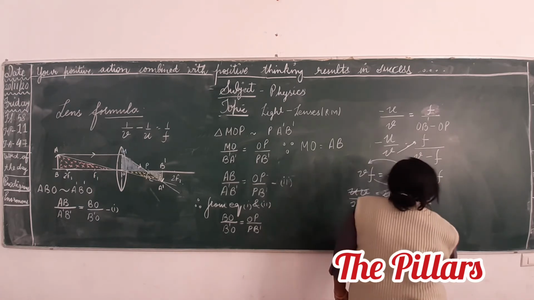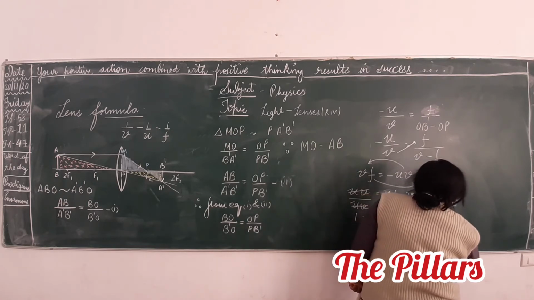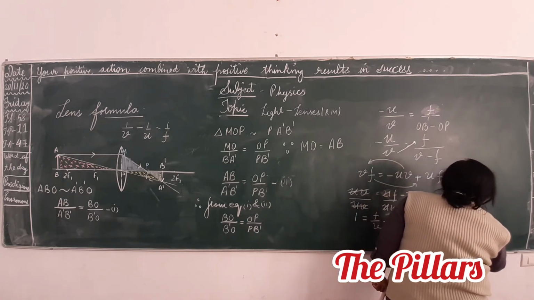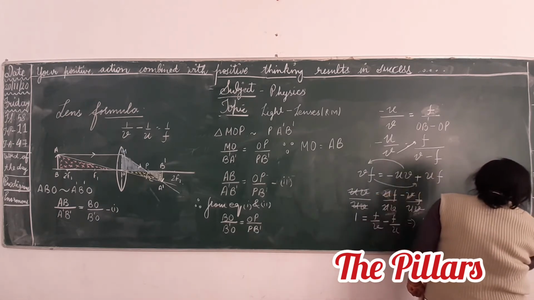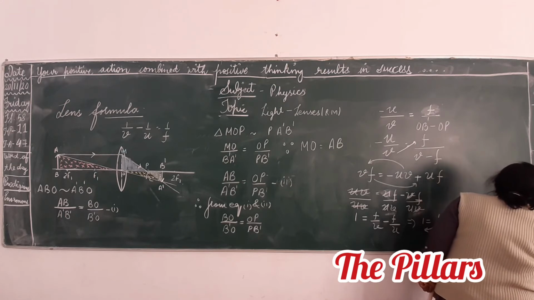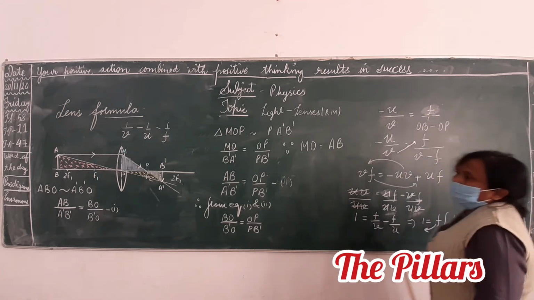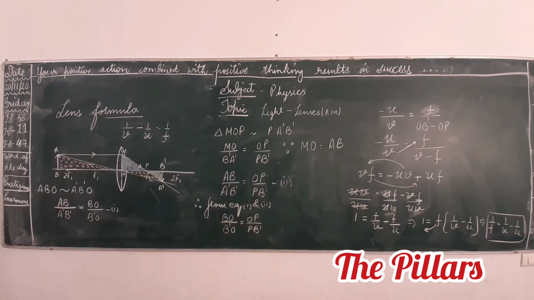Take F common. 1 is equal to F, you take common, 1 upon V minus 1 upon U. Bring this F down. What will you get? 1 upon F is equal to 1 upon V minus 1 upon U. Lens formula. Everybody has done? Yes, ma'am. This proof will not be asked to you.